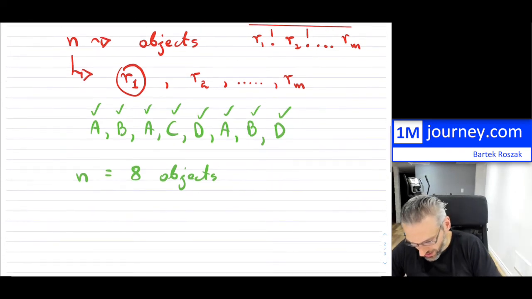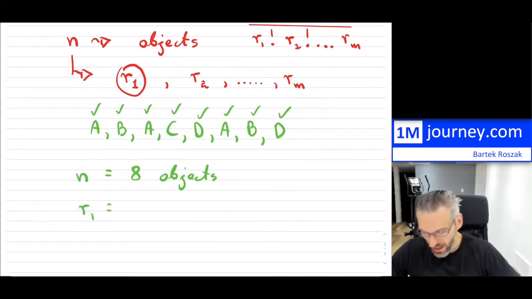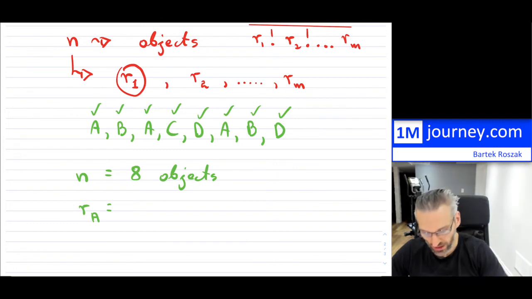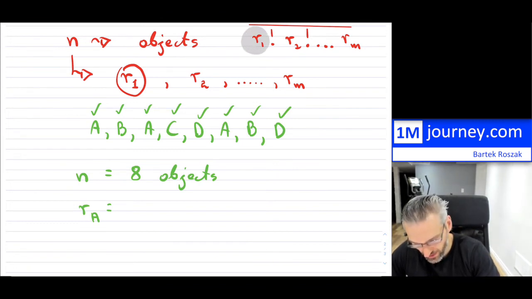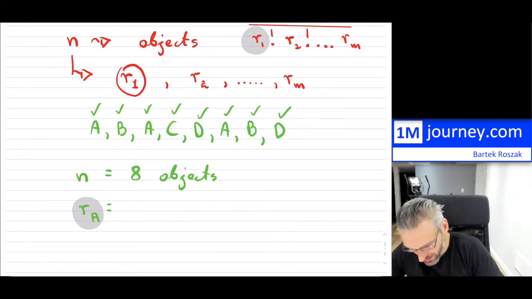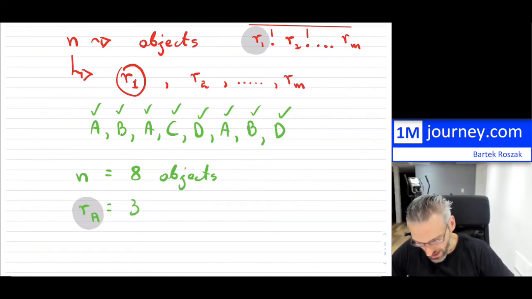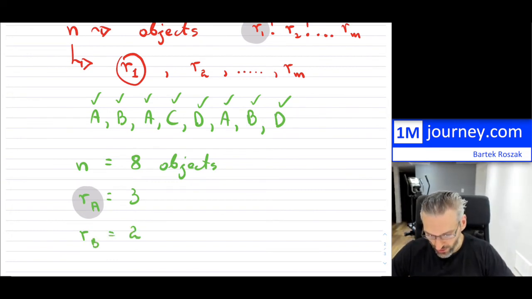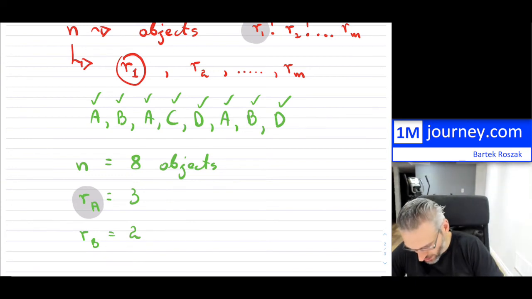Now, my first object that repeated, in this case, I'll actually be specific. How many times did the A repeat? So instead of putting a 1 right here, I'll put R_A, because I'm just talking about the A. How many times did that repeat? Well, it repeated 3 times. Then I'll take a look at the B. The B repeated 2 times. And then, oh, I'm sorry, the D. The D also repeated 2 times.